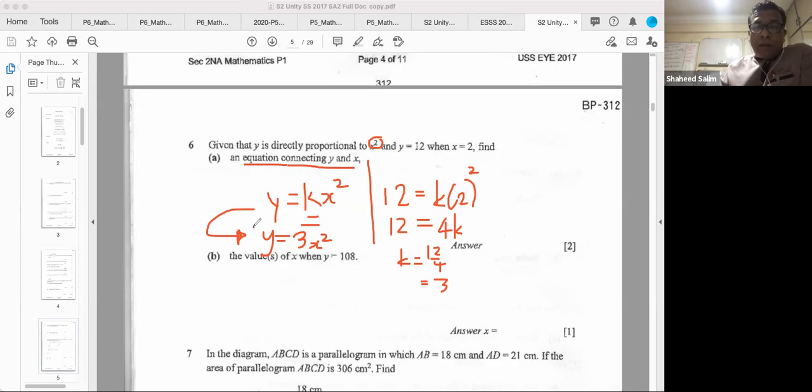Now you have this, Ryan. They will ask you to use this formula. Down here now, they ask you to find what is x when y equals 108. So you put 108 here and then find out for x. Can?